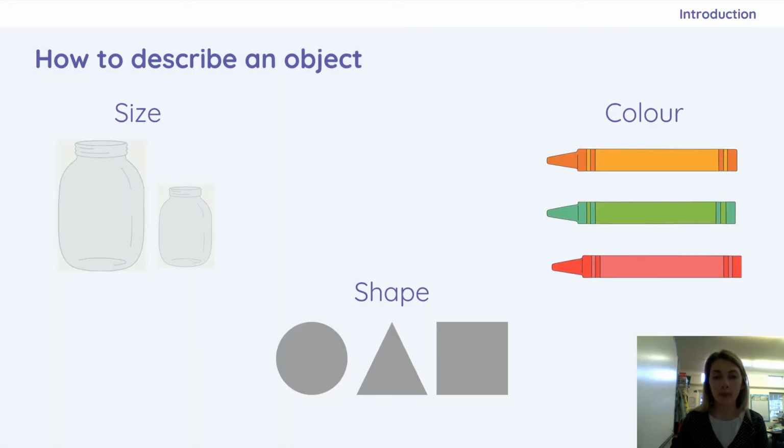So to describe an object, we can use different ways. You might use size to describe an object. This jar is big, this jar is small. You might use colours to describe an object. I know you're all very good at using colours to help describe in your writing. And then you might describe something by its shape. So it's circular, it's triangular, it's square. These are different ways you can describe an object.